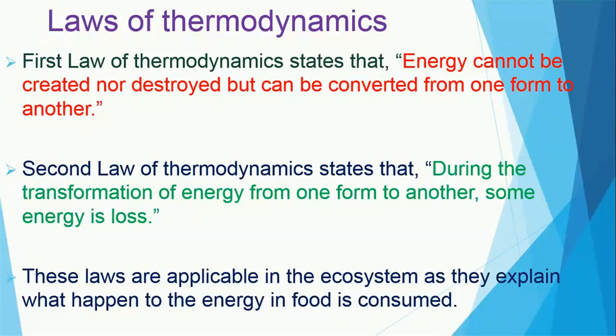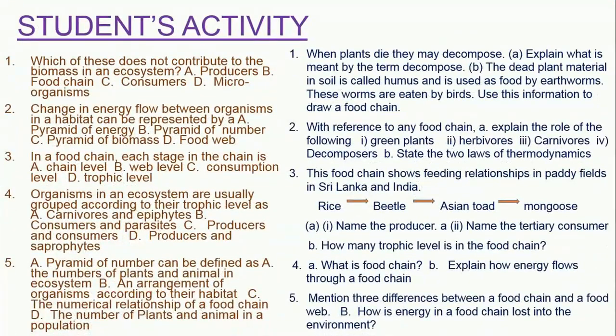Now, this chemical energy can be converted to kinetic energy to help us to move from one place to another or do other work. The second law of thermodynamics states that during the transformation of energy from one form to another, some energy is lost. So, transformation of energy is not 100% efficient. The meaning is that as energy is moving from one trophic level to another, some of this energy is lost into the environment as heat. Now, these laws are applicable in the ecosystem as they explain what happens to the energy in food that is consumed.